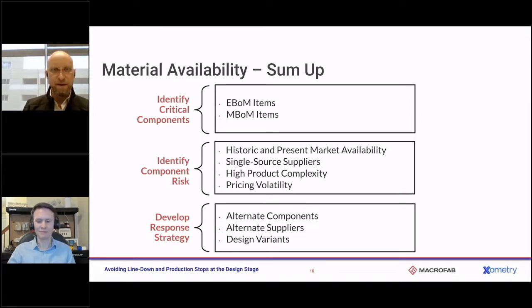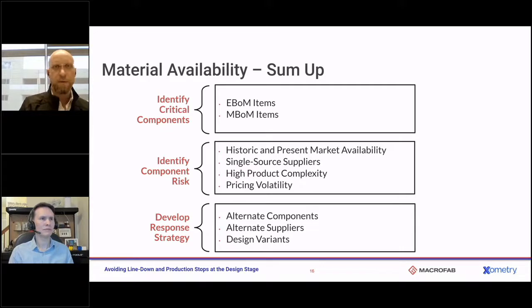Yeah, absolutely. All right, if we go ahead and go to the next slide, just to sum everything up, right? We've got to identify what our critical components are. Then we have to identify the component risk, right? What are the historic and present market availability? I know I didn't touch on that, but there are a lot of tools out there, whether we're looking at the IHS data or things like Octopart, Find Chips, et cetera.